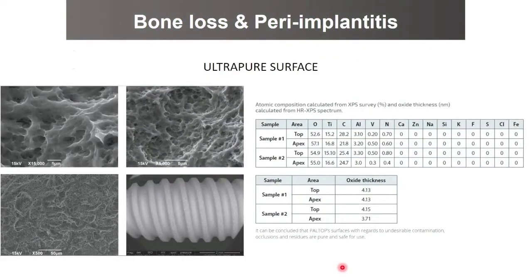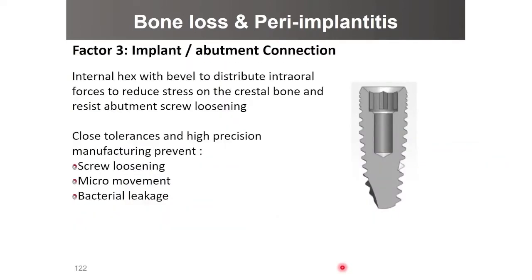In terms of bone loss and peri-implantitis, there's an ultra-pure surface. It's a proprietary process that Paltop uses. I didn't list it here, but if you go to the EDI journal that lists it, Paltop has, if not the purest surface, the top pure surface of, let's call it, the top two companies in the world. And most companies have, believe it or not, impurities of other metals that you don't want in materials on the surface of the implant. Again, in terms of trying to prevent bone loss and peri-implantitis, you need a stable connection.